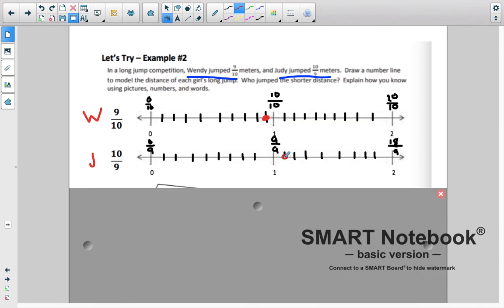So who jumped the shorter distance? It's asking for the shorter distance. Which one is closest to 0? Well, if I look at this number line, Wendy jumped a shorter distance because look, Judy is closest to 1. Even if I marked it up here like that, we can see that Wendy jumped a shorter distance. So Wendy jumped a shorter distance because 9/10 is closest to 0. All right, let's move on.